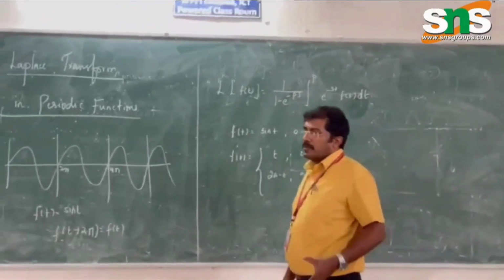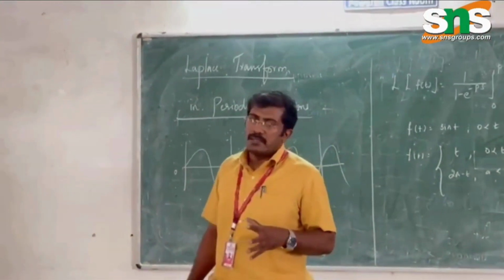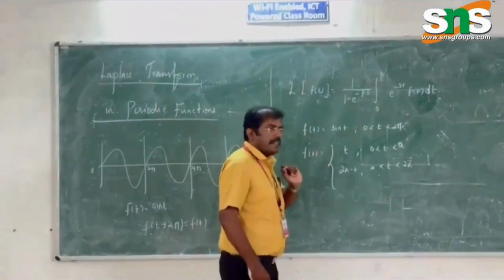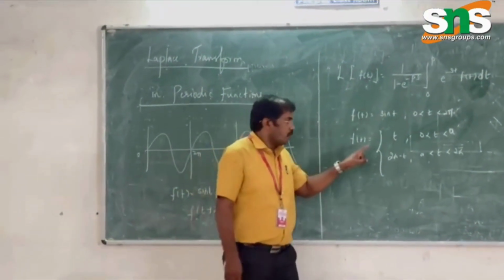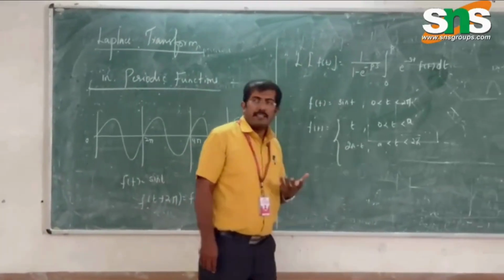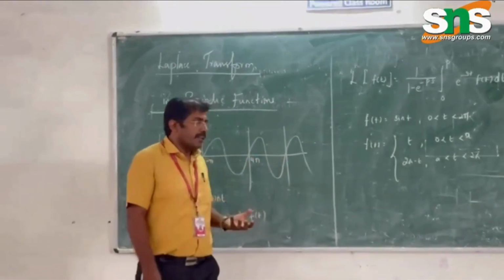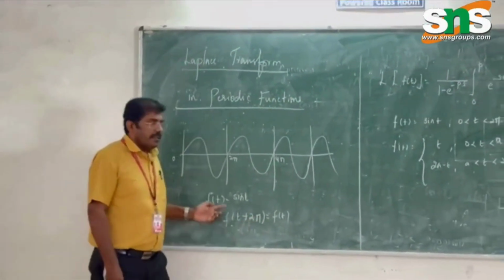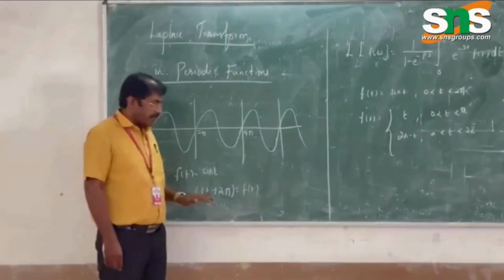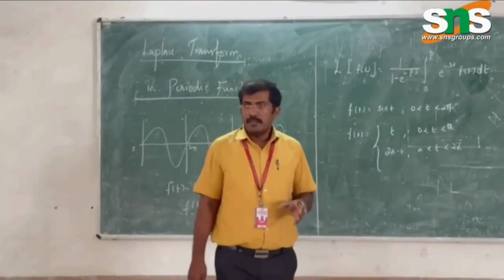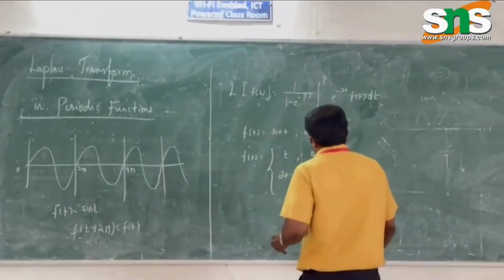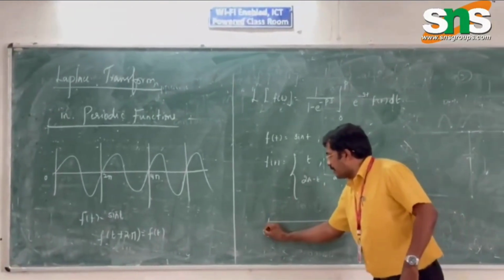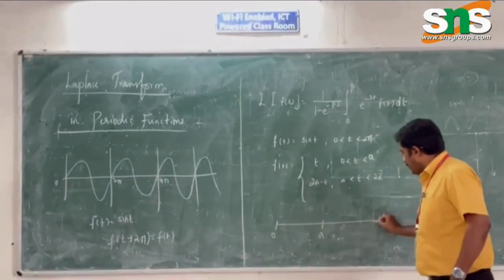So don't always think that periodic functions are only sine, cos, tan. Even algebraic functions can be periodic. t is an algebraic function, a variable. So t, 2a minus t, even these algebraic terms can be periodic in nature. The only thing is it has to satisfy the periodic condition. So how is the range? It starts from 0 to a, again to 2a.